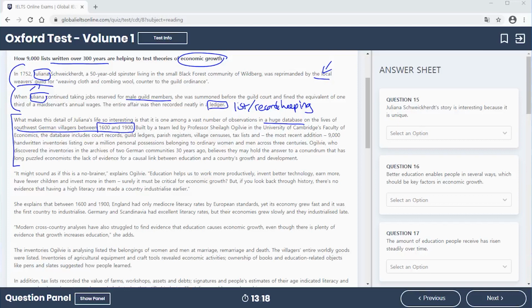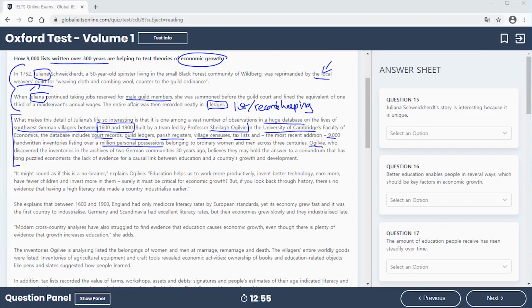Built by a team led by Professor Sheila Ogilvy in the University of Cambridge's Faculty of Economics, the database includes court records, guild ledgers, parish registers, village censuses, tax lists, and the most recent addition, 9,000 handwritten inventories listing over 1 million personal possessions belonging to ordinary women and men across three centuries.